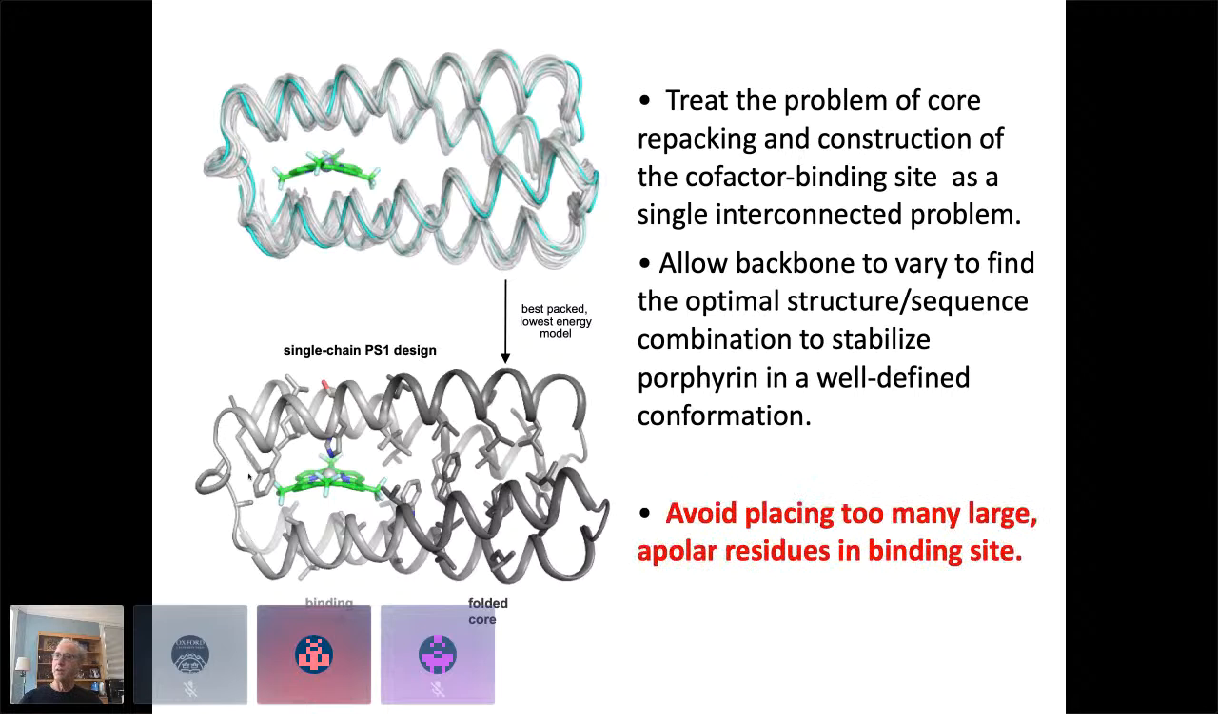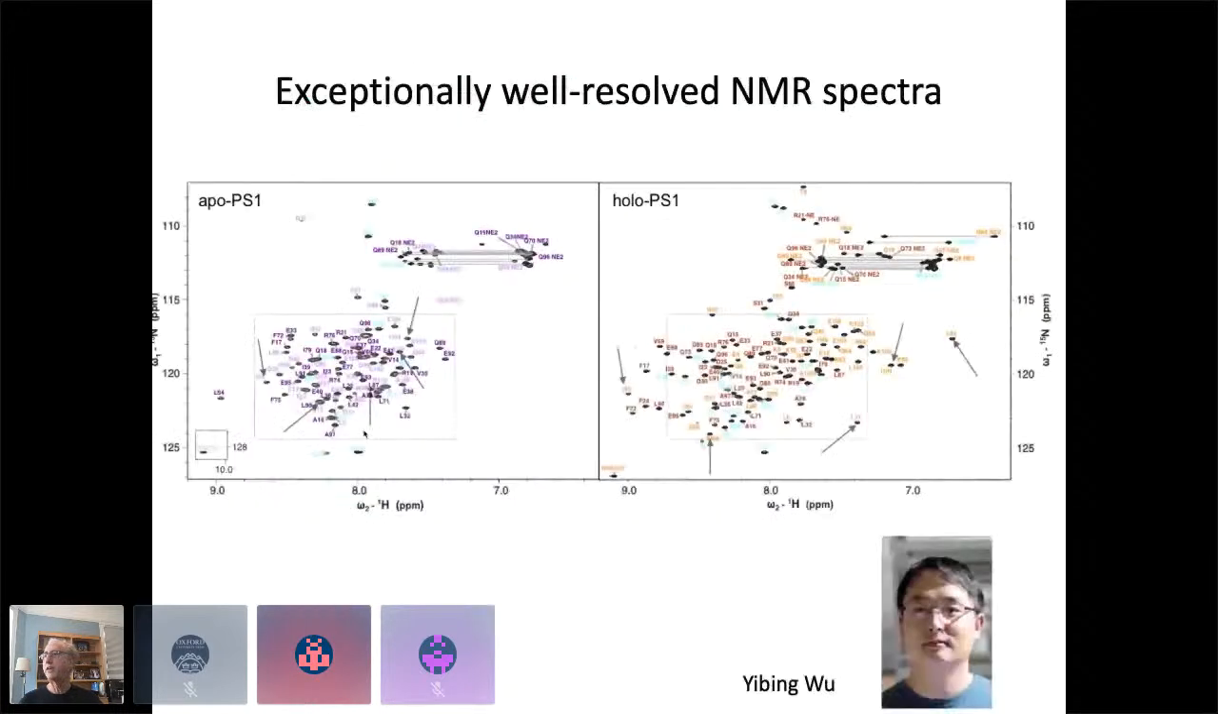So the design of the binding site and the folded core are done in unison to assure that they cooperate with one another. We also avoid placing too many large apolar residues around the bound porphyrin, to avoid collapse in the apo state. When we do that, we get incredibly nice NMR spectra for the apo and the holo protein.